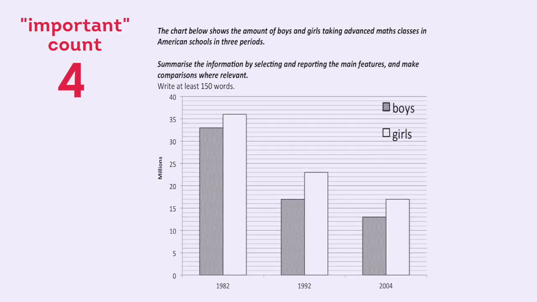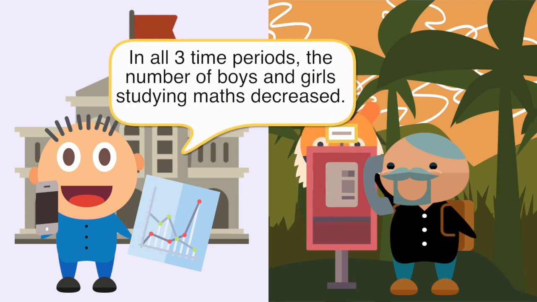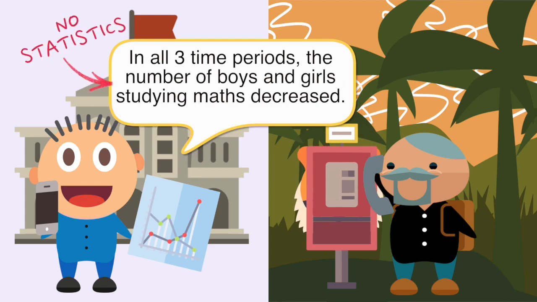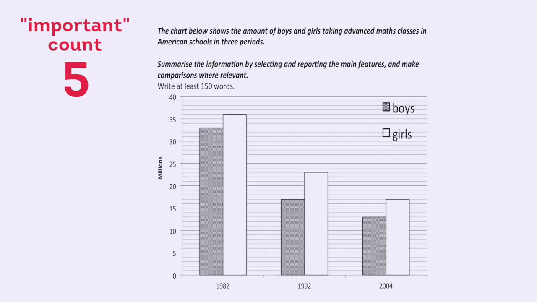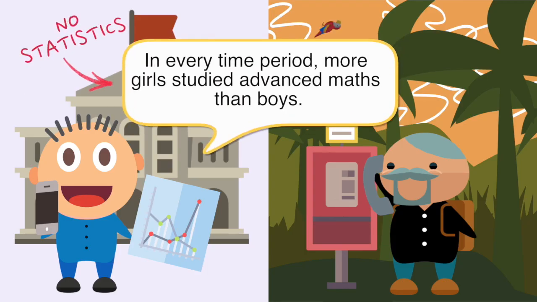If we look at this chart, we can see that everything on this chart decreases. That's a key feature. When the professor calls, you could tell him in all 3 time periods, the number of boys and girls studying maths decreased. No specific details, no numbers, just the important information. Another key feature might be, in every time period, more girls studied maths than boys. That's a key feature. I'm not telling him how many girls studied maths, just the overall detail. Those are the key features.